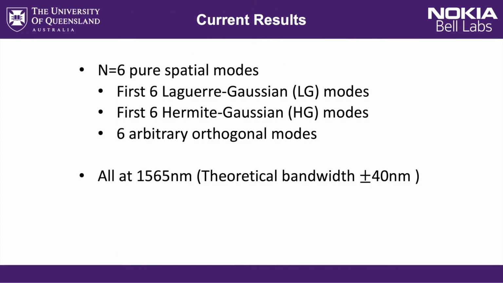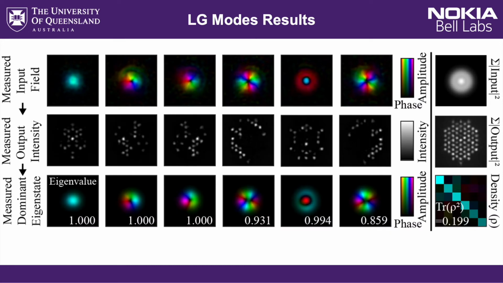The results we have taken are for 3 different sets of 6 pure or coherent spatial modes, where the sets are the first 6 Laguerre-Gaussian modes, the first 6 Hermite-Gaussian modes, and a set of 6 arbitrary orthogonal modes. All the measurements presented here were taken at a single wavelength of 1565 nanometers. We are still to test the full bandwidth of the experimental setup, however it has a theoretical bandwidth of plus or minus 40 nanometers. The first set of results is for the first 6 LG modes.